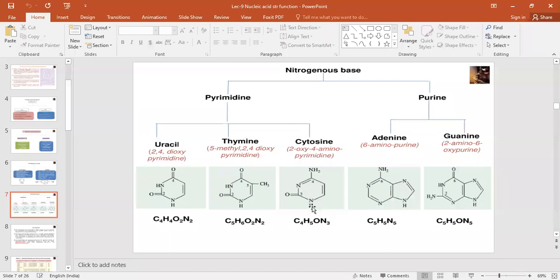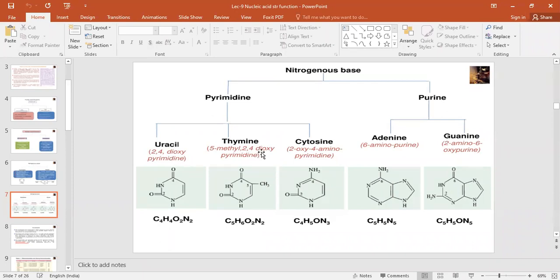Okay, so 1, 2, 3. The nitrogen valency is completed, and here is a carbon. So what is the valency of carbon? 4. So 1, 2, 3, 4. Valency of carbon is also completed. So this is the structure of cytosine. What is its name? 2-oxy-4-amino-pyrimidine. Then thymine. What is the thymine molecular name?